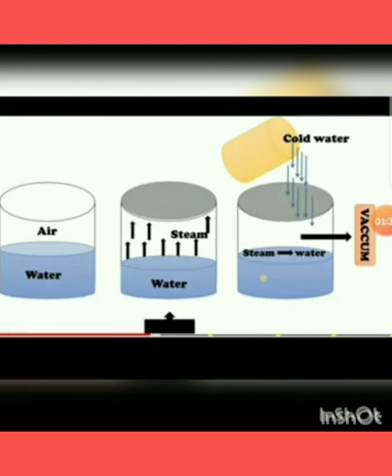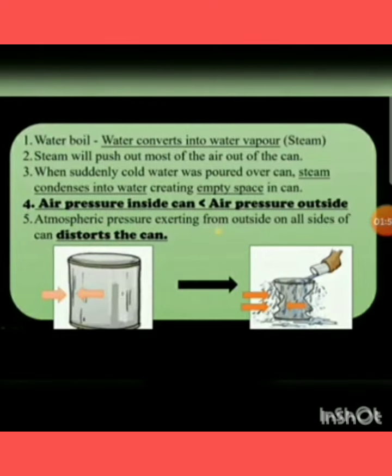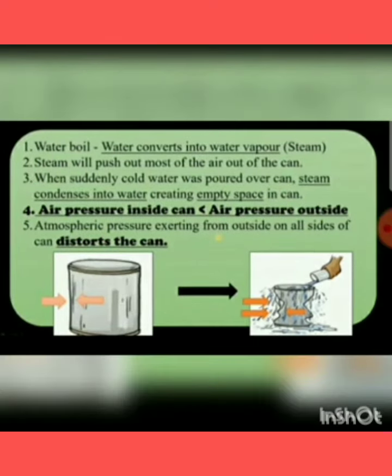First, can you see the air and water? When we heat, the air is removed and the steam takes its place. And last, when we pour the cold water, that space is taken up by vacuum. Here the water boils and converts into water vapor. Steam pushes most of the air out of the can. When cold water is suddenly poured over the can, the steam condenses into water, creating an empty space in the can. So there is air pressure inside the can and air pressure outside. The atmospheric pressure exerted from outside on all sides of the can distorts the can.